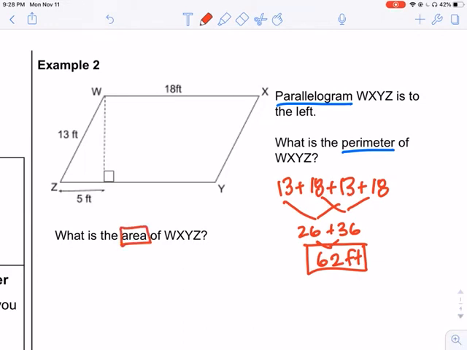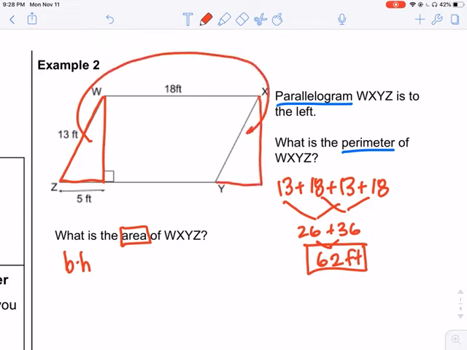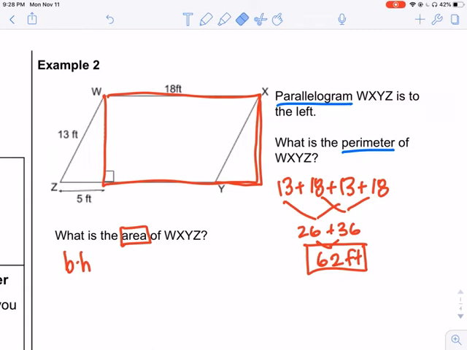The area is base times height. If you could imagine, this section here is actually going to fill up this region right here. You can see that it would make a rectangle type shape. That's why it's the same formula as a rectangle, because we could take this section out and fill this section with it. We could take this over here and put it right here, and that would make that rectangle shape.